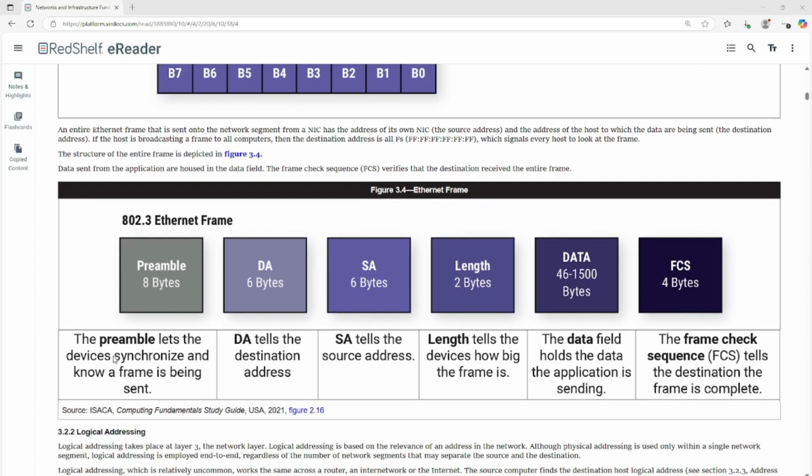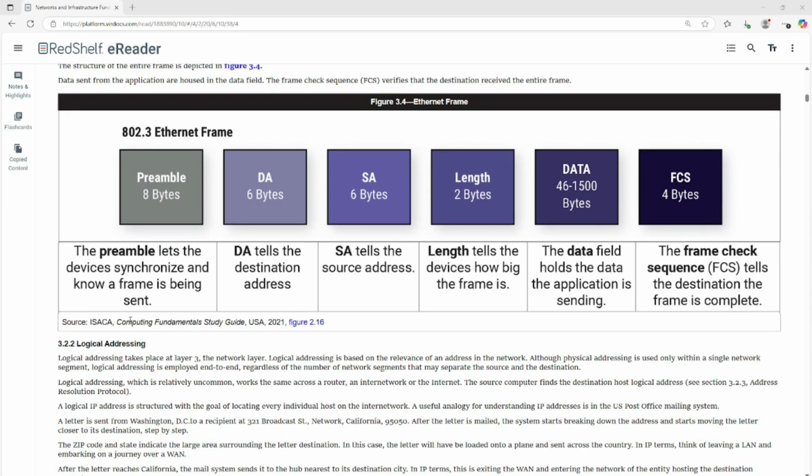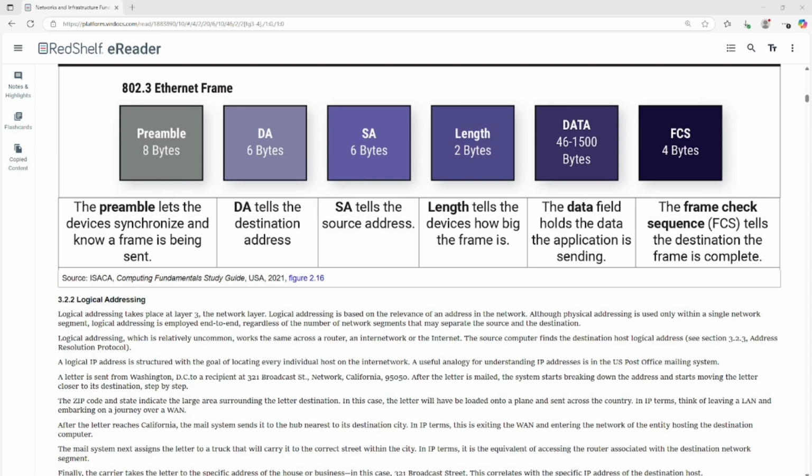This diagram is self-explanatory. We've got the preamble, we've got the destination address, the source address, the length, and all that stuff. Just read that for a better understanding. Now we're going to step into logical addressing. The key thing to keep in mind here is it takes place at layer 3, the network layer.